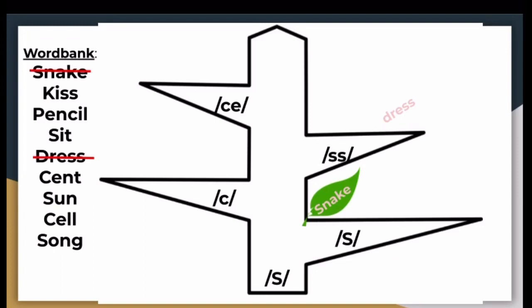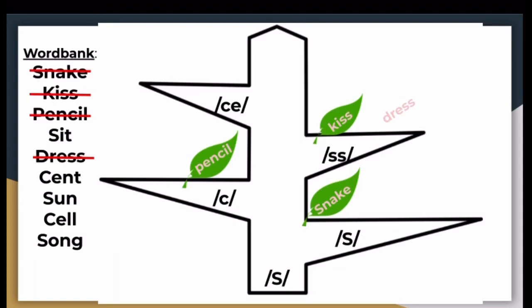How about the word kiss? Ding, ding, ding. If you said the SS branch, you're correct. How about the word pencil? What branch will that fit on? Ding, ding, ding. If you said the C branch, you're correct.